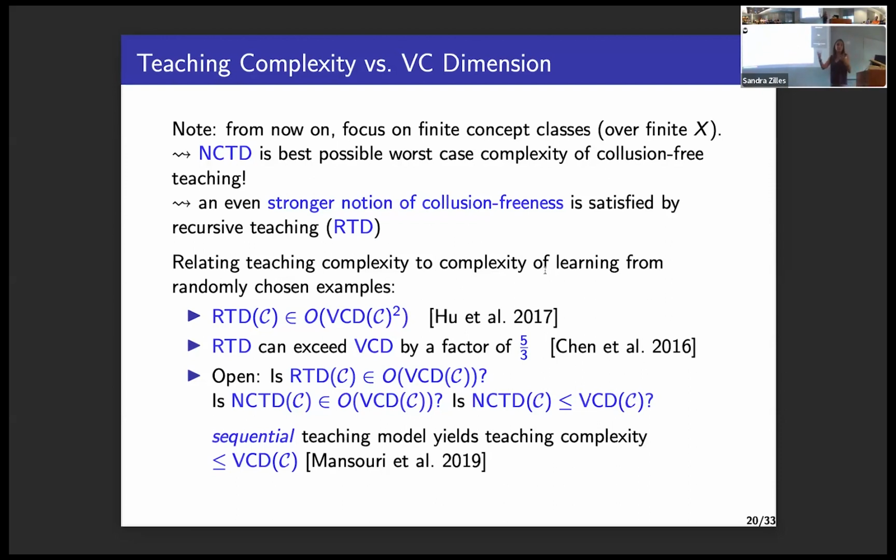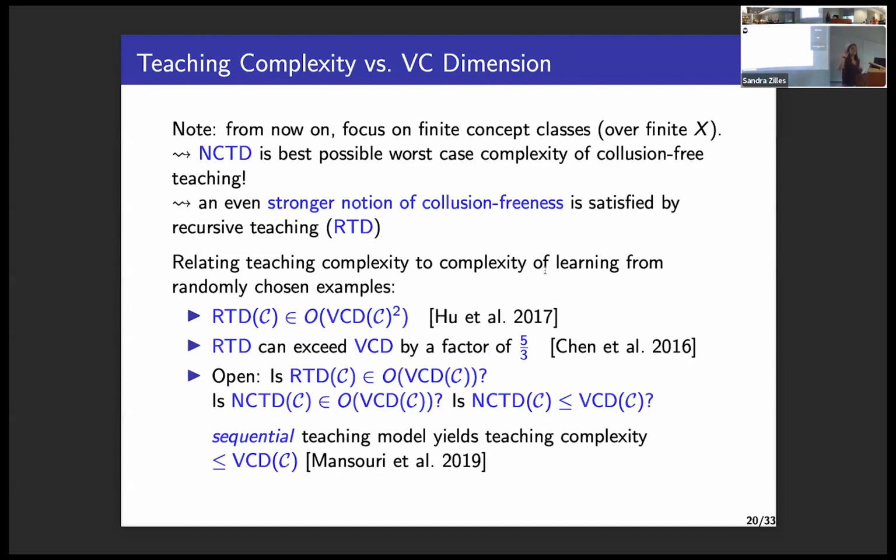And people have been trying to relate the complexities of these teaching models to VC dimension. All of the work here, none of that was done by me or my team, but it's all published in either NeurIPS or COLT. So there are some people who really care about this stuff, and it's interesting stuff. There was a group of people who showed that Marty's parameter, RTD, is upper bounded by a function quadratic in the VC dimension. We also know that it is not upper bounded by the VC dimension itself, because it can be exceeded by a factor of 4 or 5 over 3. But we don't know, is it upper bounded by a function linear in the VC dimension? We have no idea, no clue. For the NCTD, we don't know if it's upper bounded by a function linear in the VC dimension or even by the VC dimension itself, okay?